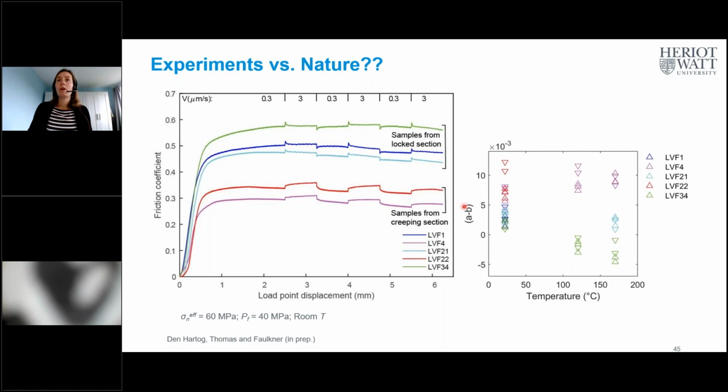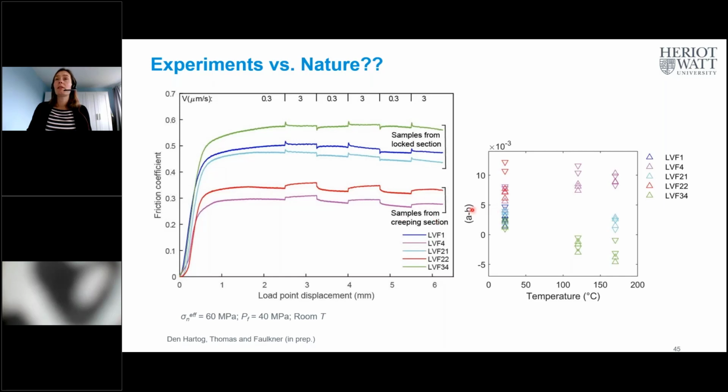If we look at A minus B, so the stability parameter, versus temperature, then we also see the distinction between samples from the locked zone and samples from the creeping section. The color coding in this figure is the same. The samples from the locked section are green and blue, and they actually show a decrease in A minus B with an increase in temperature.